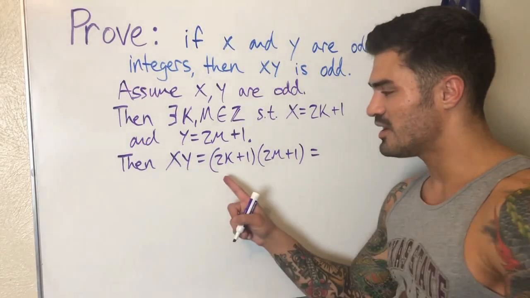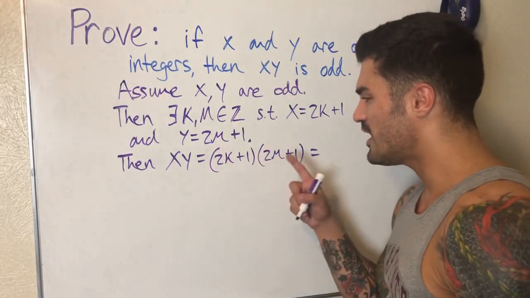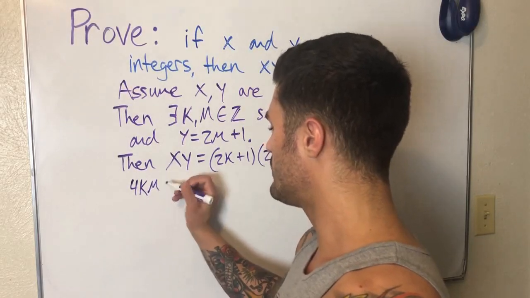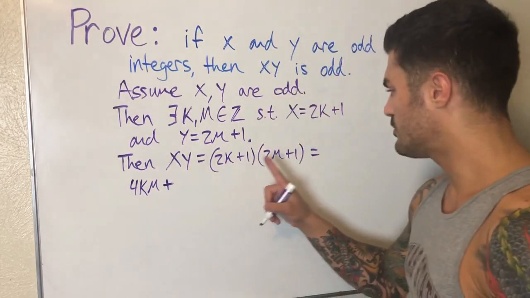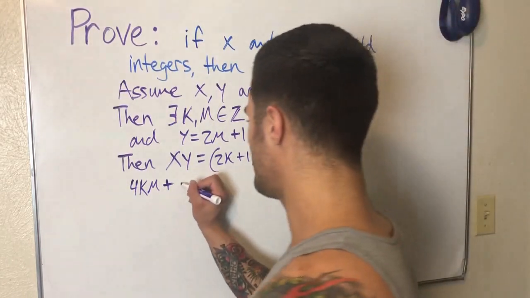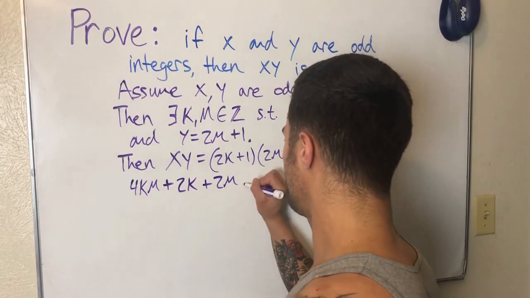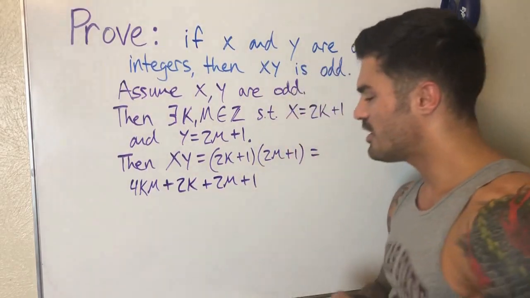So if I FOIL these out, I get, it's a little bit ugly here, 4km, I guess not that bad actually, 4km plus, what do I end up with? 2k plus 2m. See how I got that there? Plus 1. Alright, so what do I do now?